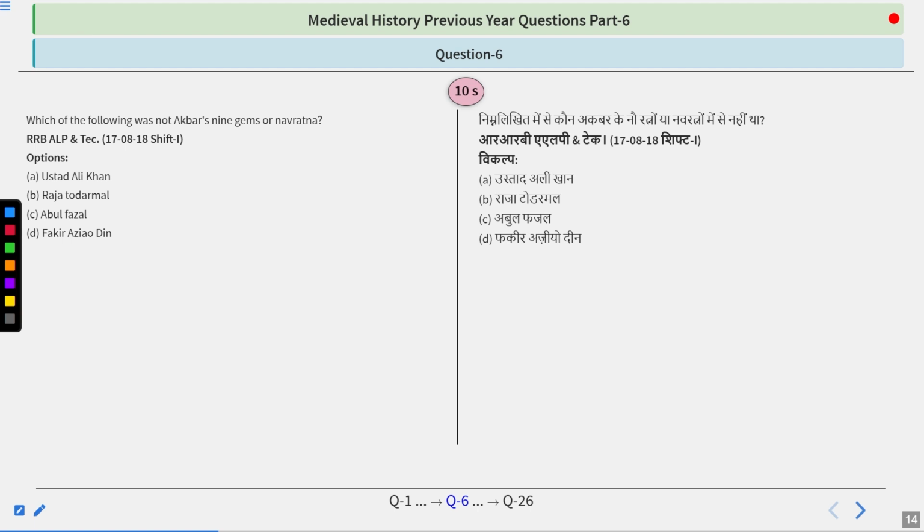Which of the following was not Akbar's nine gems or Navratan? Ustad Ali Khan, Raja Todar Mal, Abul Fazl, or Fakir Aziao Deen. So take your time and try to figure out this answer.